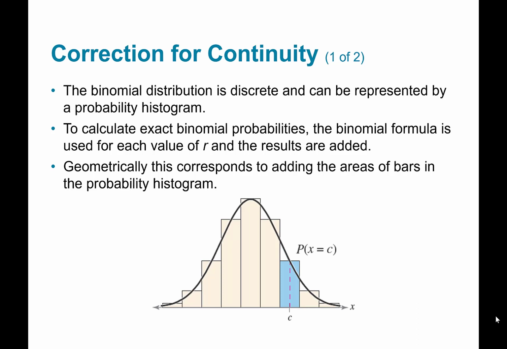Now that we know when we can use the normal approximation for a binomial distribution, let's talk about the actual how we do that. Ultimately, we have to think about the difference between the binomial distribution and the normal distribution. Remember, the binomial distribution is discrete, so it's going to be represented by a histogram. And yet the normal distribution is a symmetric distribution.